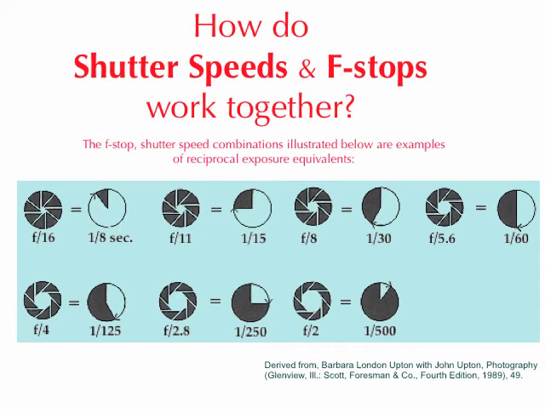If the hole is small, you need more time to pass to allow light in. So f16, a very small aperture opening, is open for 1/8th of a second, versus the last cluster in the chart, f2, which is a very large hole, is only open for 1/500th of a second, a short period of shutter speed, equaling the same amount of light reaching the sensor.